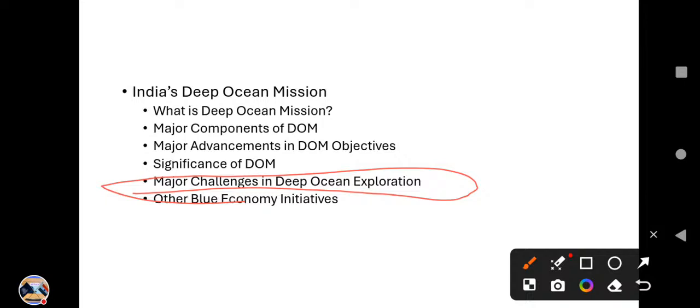Like lidar technology, you are also aware of this lidar technology, to enhance navigation and exploration. And environmental impact mitigation is vital, necessitating international regulations for responsible deep sea exploration and balancing scientific progress with ecological preservation. So you should remember this.